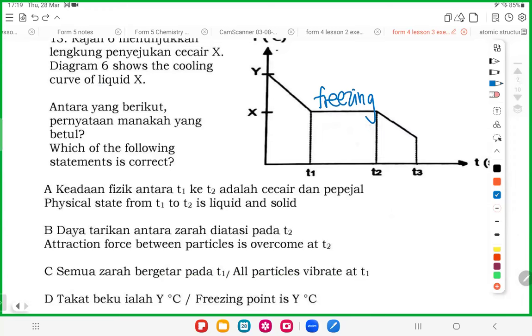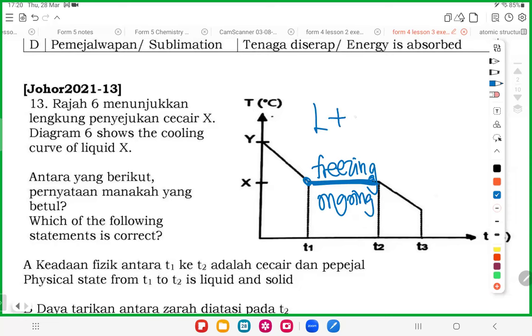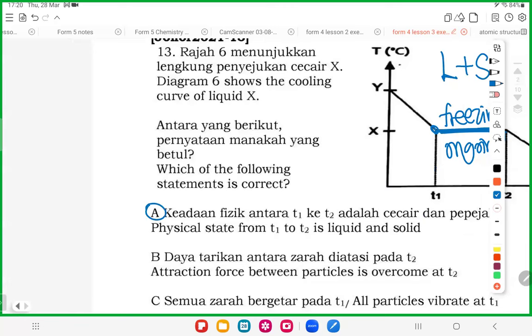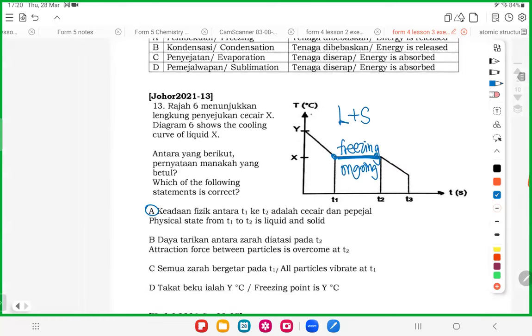Which one is true? First one, they say T1 to T2, you have liquid and solid. Yes or no? Let's see. Freezing. T1 to T2, it's here, isn't it? So the freezing process is ongoing. When the freezing process is ongoing, some liquid has not yet become solid, and some liquid has already become solid. So you have liquid and solid. So answer A is absolutely correct.